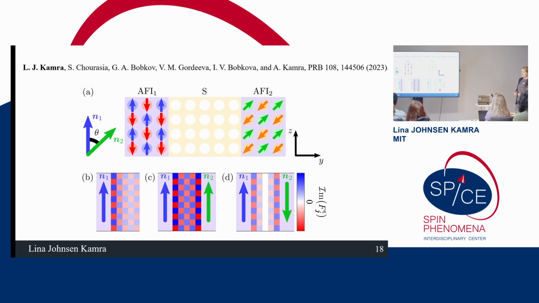Now, if we put in the second antiferromagnet, we see that for parallel versus antiparallel alignment, we can have either constructive or destructive addition between these two triplets. And here we consider an odd number of layers in the superconductor. If we have an even number, this switches, so the parallel gives destructive and the antiparallel gives constructive.